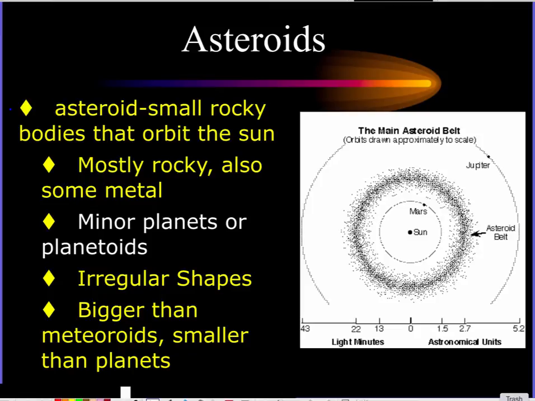An asteroid is simply a small rocky body that orbits the sun. They're mostly rocky. They do have some metal. They have irregular shapes. They're much bigger than meteoroids, but they're smaller than planets. And as you can see here in the diagram, they are found between Mars and Jupiter. This is the asteroid belt that we find all of the asteroids in.